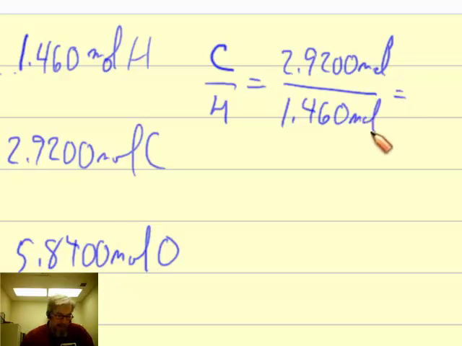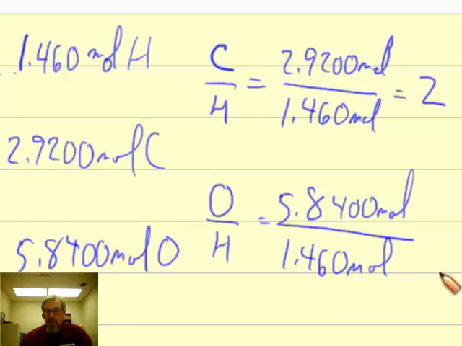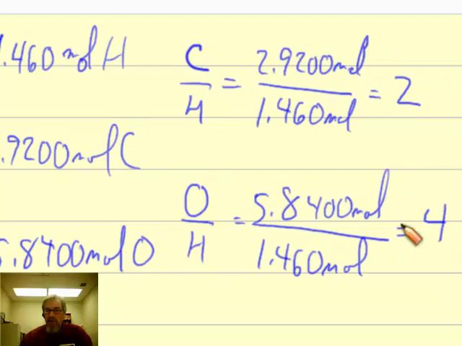When I do that, I get a number that's really, really close to 2. It's within a few hundredths of 2. So I'm going to just round it off. Now I can also find the ratio of oxygen moles to hydrogen moles by taking oxygen's mole quantity, 5.8400 moles, and dividing it by that same smallest mole number, which was 1.460 moles of hydrogen. Here I get a number that's really, really close to 4. It's within a few hundredths of 4 again, and so I can round.